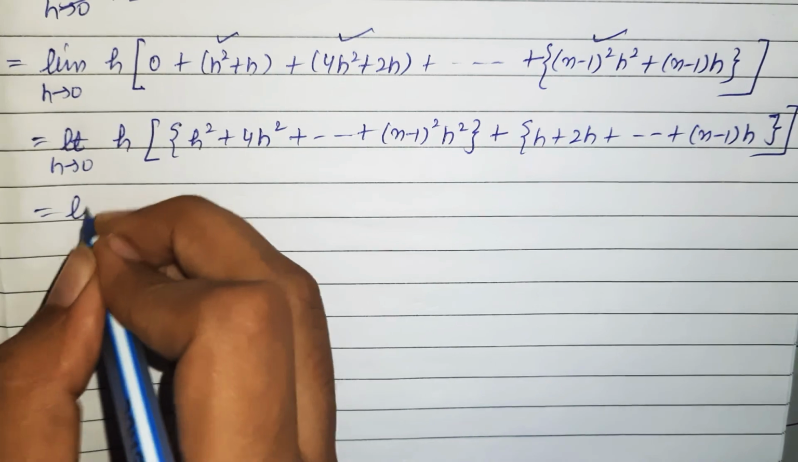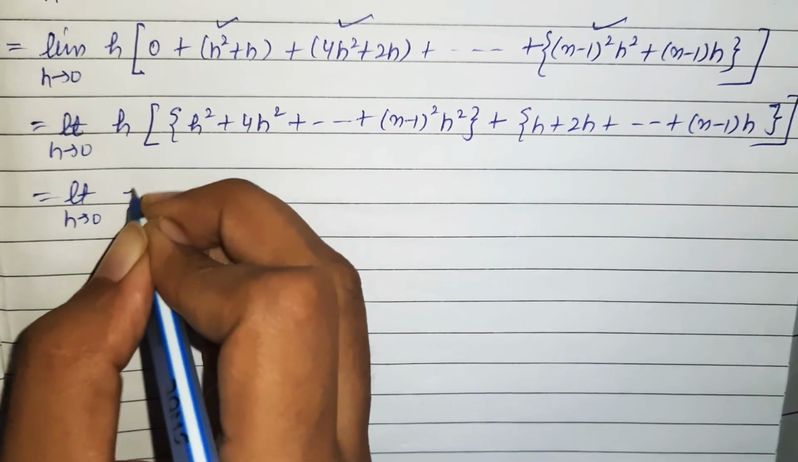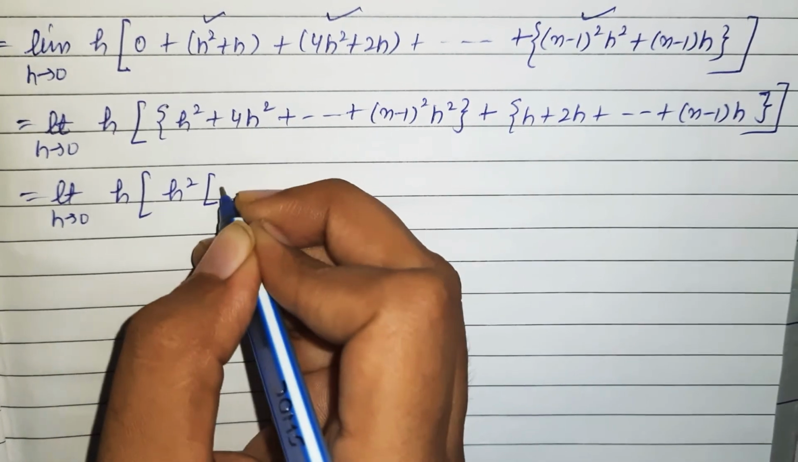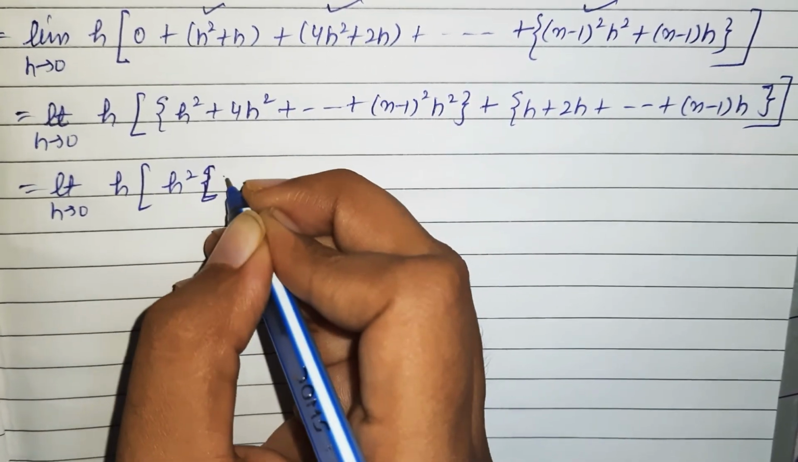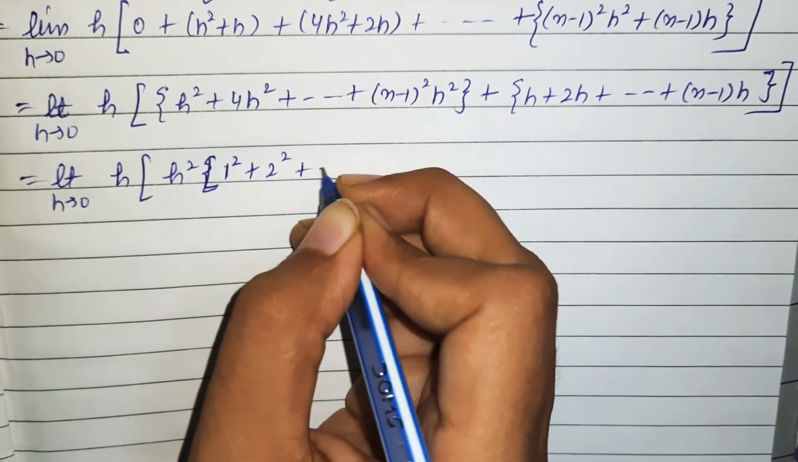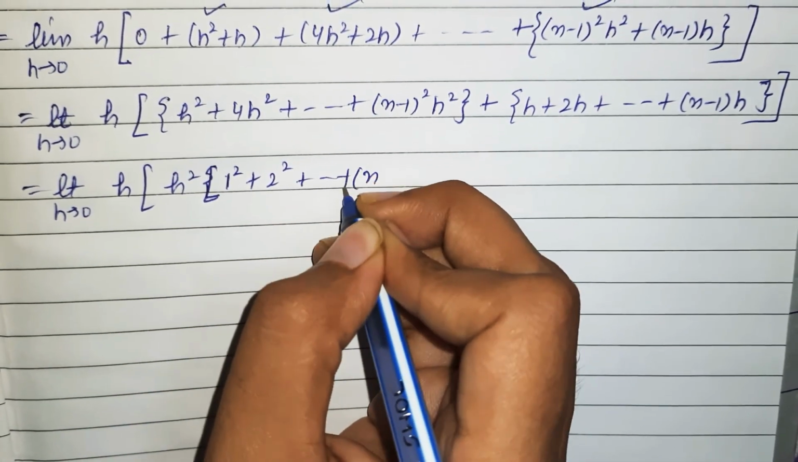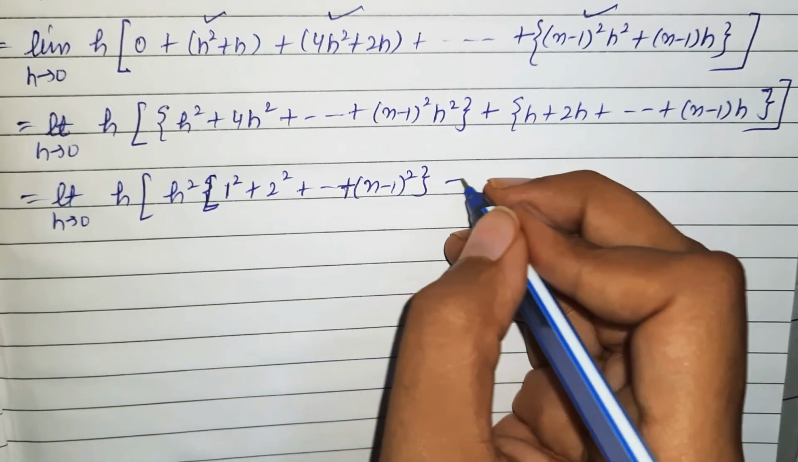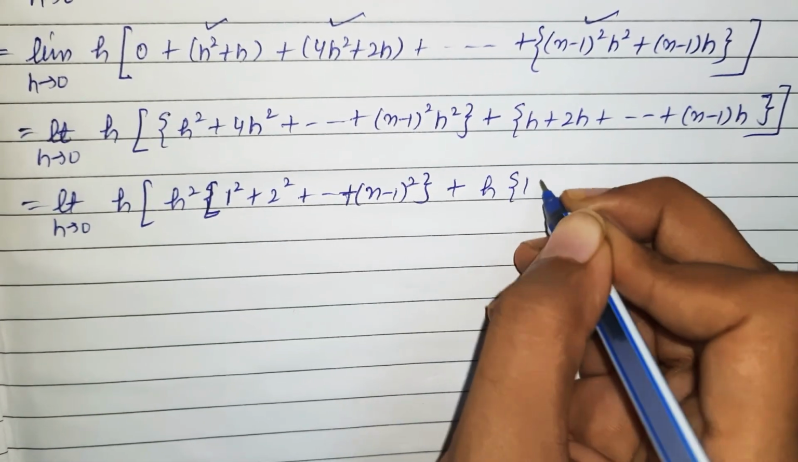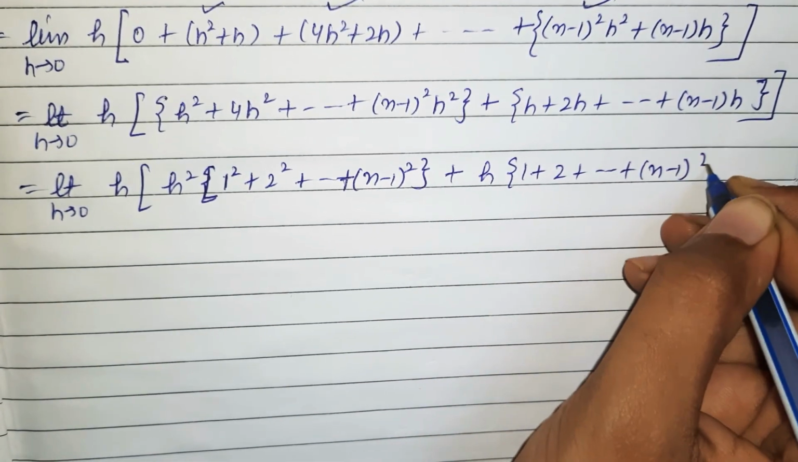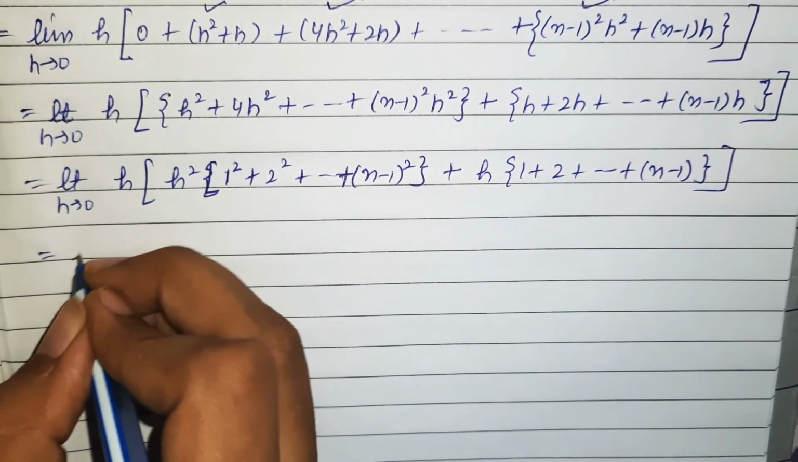Now limit h tends to 0 h. Take h square common. 1 can be written as 1 square. 4 can be written as 2 square. So n minus 1 square. Then we'll be having h common: 1 plus 2 plus n minus 1. Now we can apply the formula.